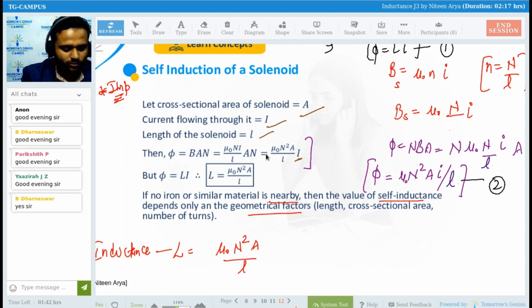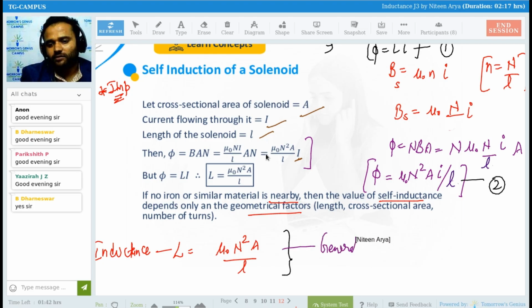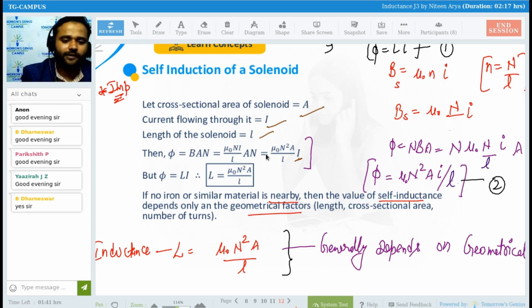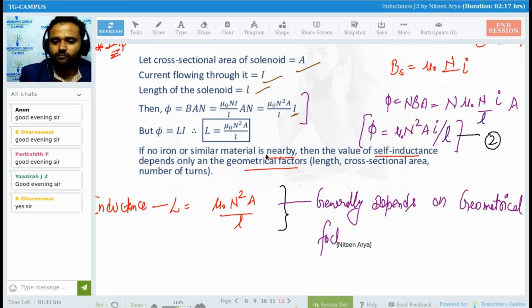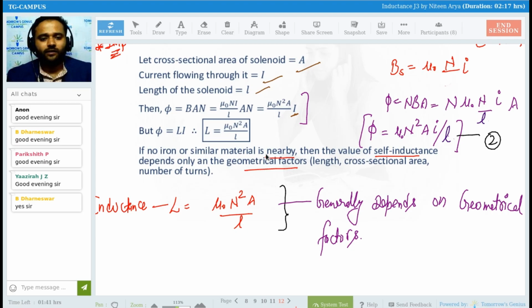So this particular statement: L, which is self-inductance, generally depends on geometrical factors only. Is this clear, everyone? Geometrical factor means length, cross-sectional area, and number of turns. Mu naught is permeability. Is this clear? Is this clear, everyone?